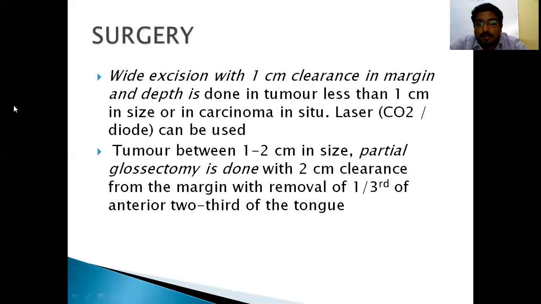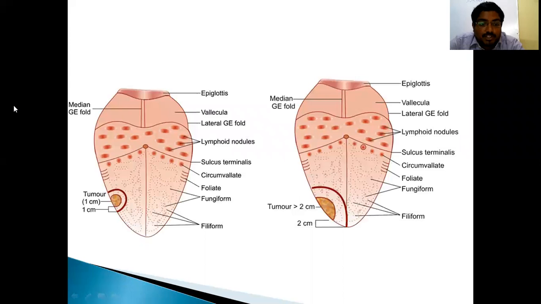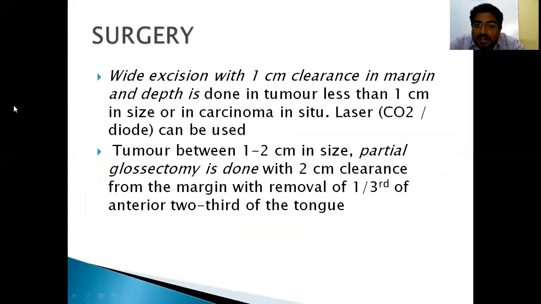See, surgery treatment, wide excision. If the tumor is less than 1 centimeter, you will go for a 1 centimeter margin, 1 centimeter clearance in the margin and depth. See, next I am showing a picture. In the first picture, the tumor is 1 centimeter, and the clearance around the tumor is also 1 centimeter. Wide excision you have to do. Wide excision with 1 centimeter clearance in margin and depth is done in tumors less than 1 centimeter in size or carcinoma in situ. Sometimes laser can be used.